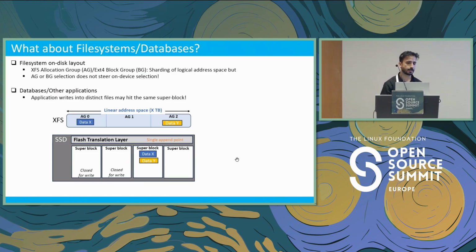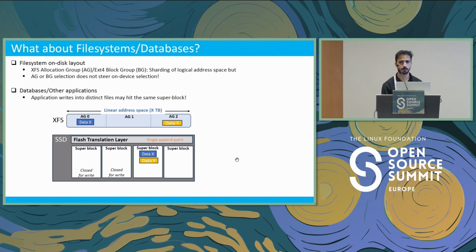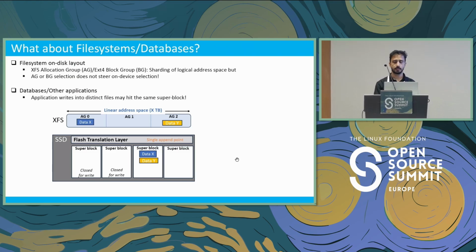So this is not just about file systems, it could be about anything. You may not be using a file system, you may have your own application. Some databases do try to skip file systems, and in that case, you might be writing things into files, categorizing them into groups, thinking that logically things are separate, but you may just be hitting the same superblock all the time. But while that is happening, what would be the consequence of it? What is the harm if it is going into a single superblock?